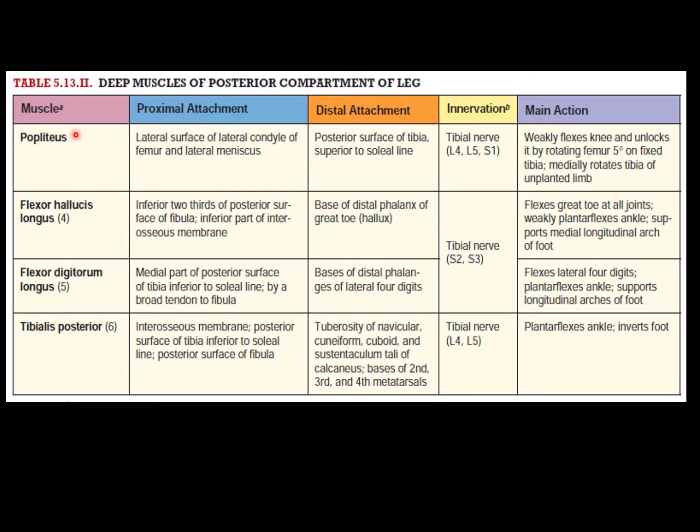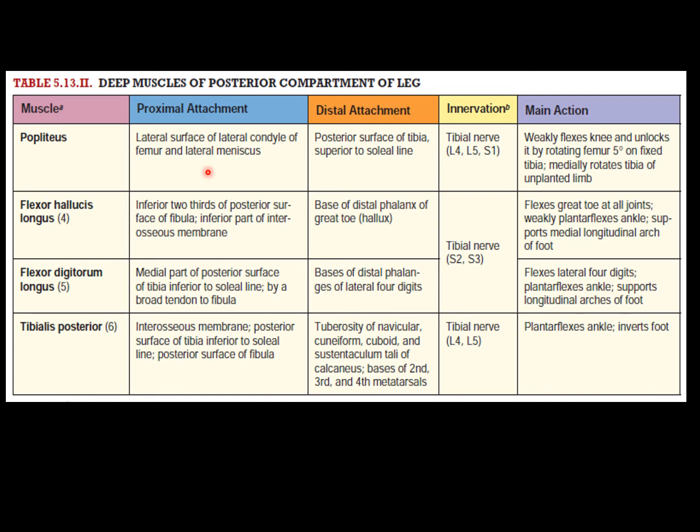So first of all, the popliteus, which is the most superior muscle, is arising from the lateral surface of the lateral condyle of the femur and the lateral meniscus, and attaches to the posterior surface of the tibia superior to the soleal line. The nerve is the same tibial nerve with a different root value. Now the importance of this muscle is that it has a unique characteristic: it is taking origin inside the capsule of the knee joint.